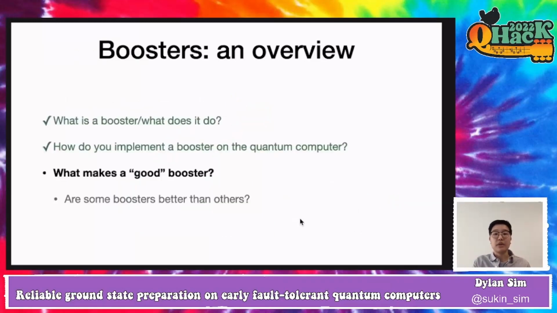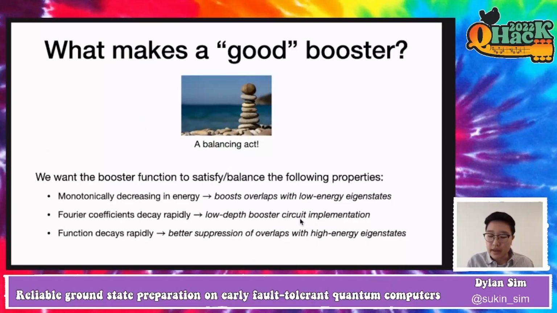Now that we know how to implement a booster probabilistically on the quantum computer, one might ask, what actually makes a good booster? What are some good properties or characteristics? I note that this is somewhat of a balancing act. We want the booster function to satisfy or balance the following mathematical properties. In the paper, we go over some mathematical properties, but for the sake of this presentation, I also pair each with a more high-level interpretation of what the mathematical statement implies.